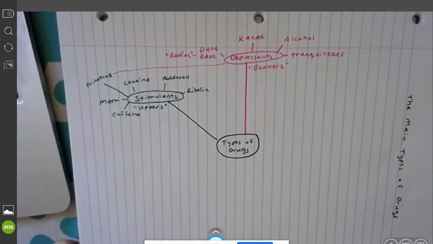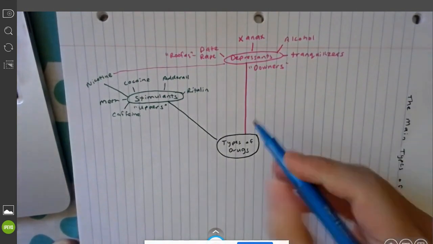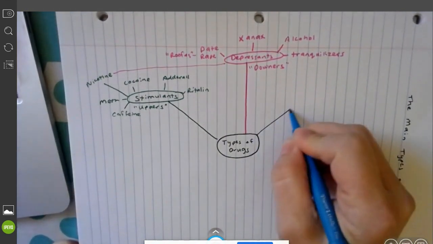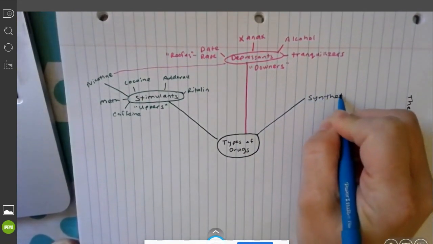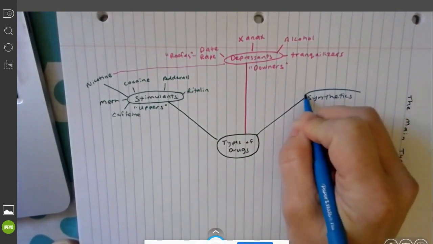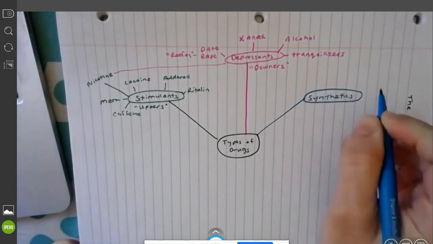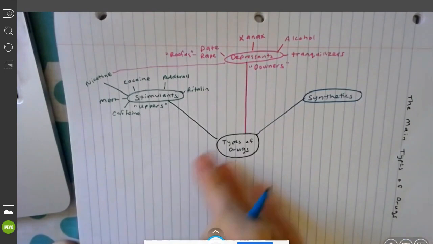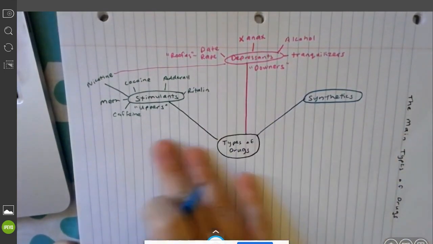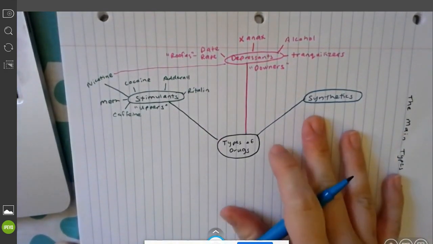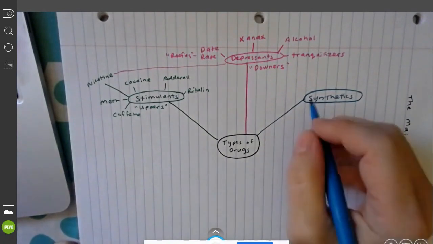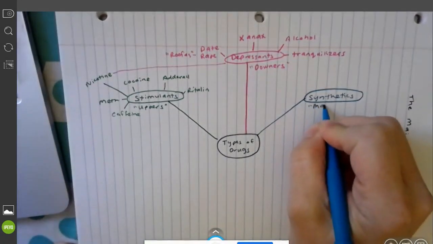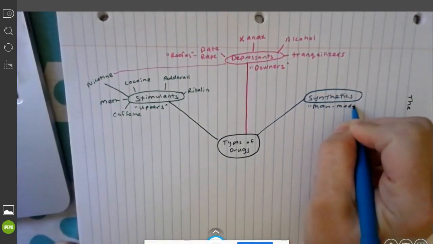All right, our next category is going to be our synthetics, or our man-made drugs. These are things that are not based on the natural substance. Like you can think about marijuana, that comes from the cannabis plant, so that's a natural substance. These are going to be made in meth labs and different locations that are highly dangerous, with a lot of toxic waste, but they're designed for a certain high. So I'll just put in parentheses here, these are going to be your man-made drugs.